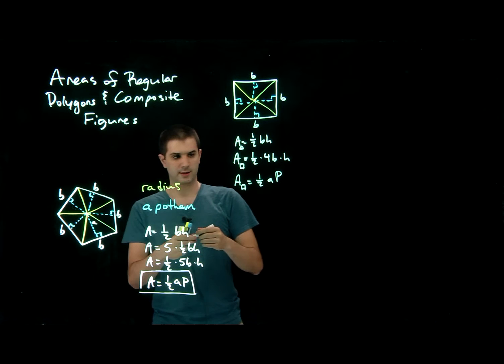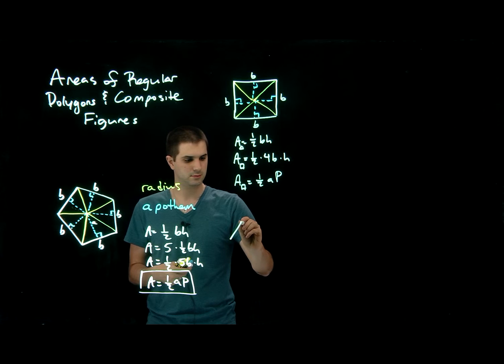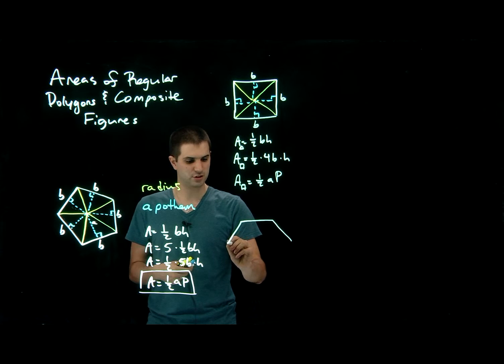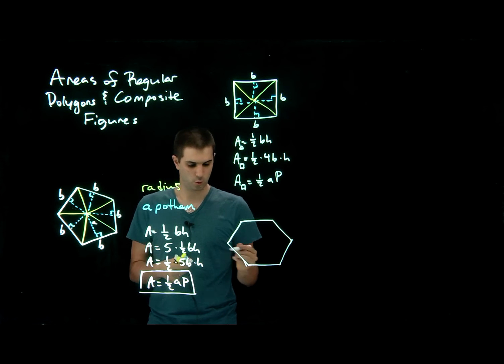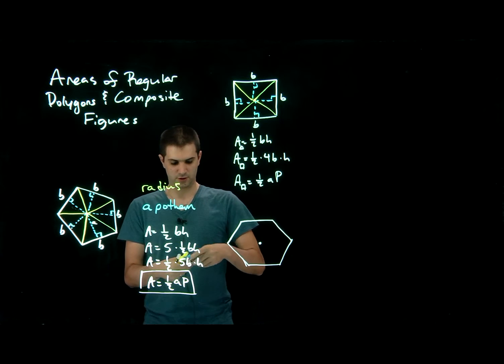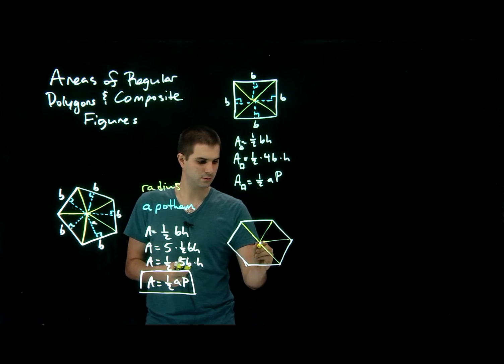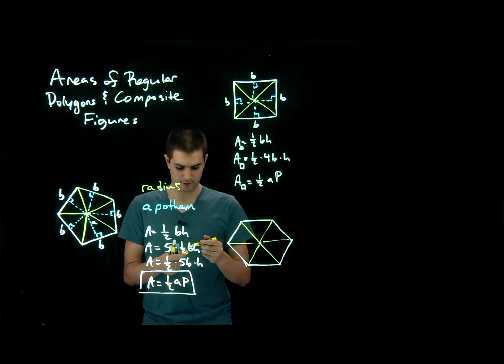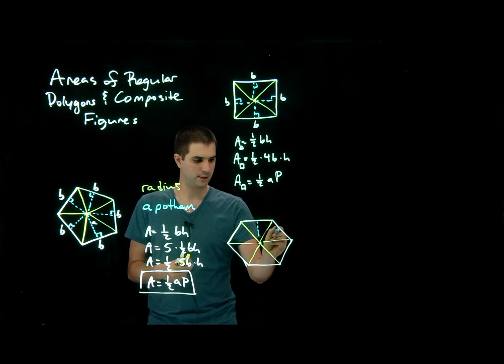Let me just quickly run through another one. We could do an octagon, I'll do a hexagon. And again, this equation only works with regular polygons, okay, regular polygons. So here's my regular hexagon. Drawing in the radii. All right, there's my radii. So I have 6 triangles. Again, the bases are going to be all the sides.